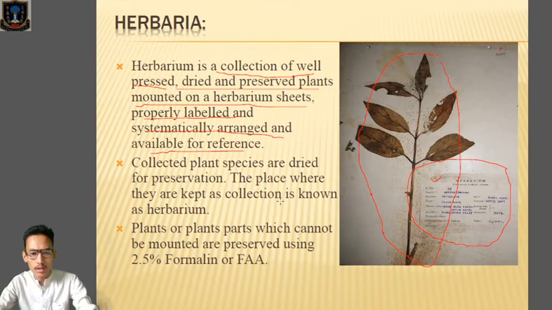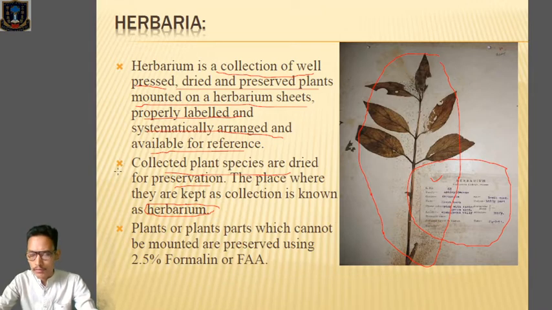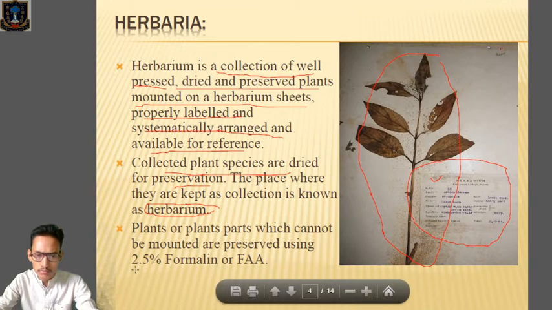All right, now you can see over here cultivated plant species are dried for preservation, and the place where they are kept or collected is called the herbarium, right? Then if we are not able to press the plant, or if we are not able to dry the parts of a plant clearly, then we can preserve the plant also. And for the preservation of those plants, we can simply use 2.5% formalin or FAA.